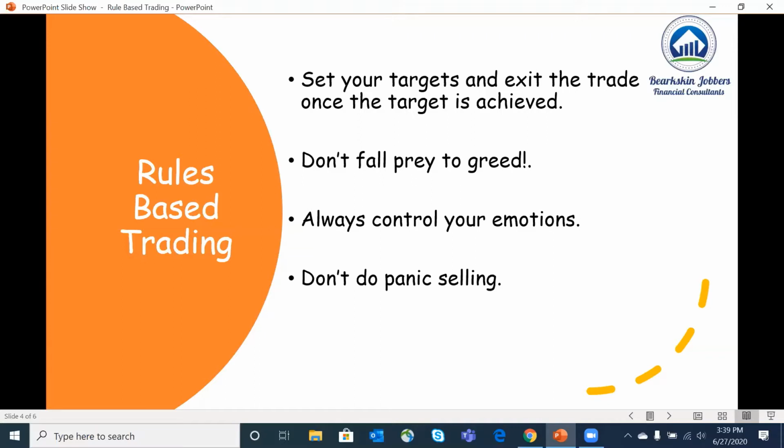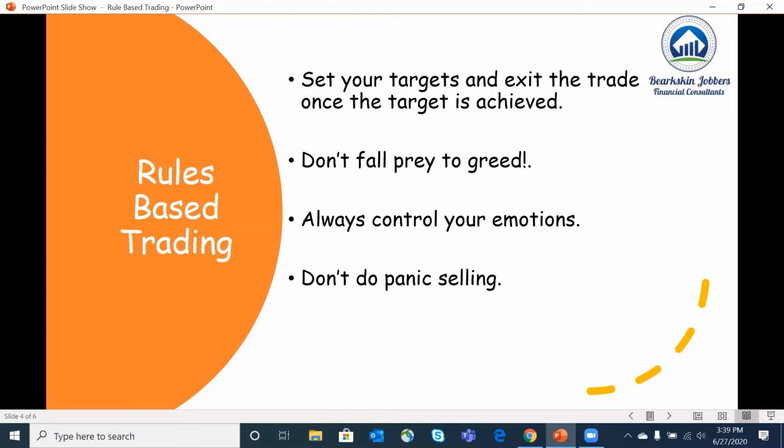And don't do panic selling. Sometimes it is going down, down, down, down, and you get in panic and you sell the stock, and after you sold it, it starts going up. So you will say, what did I do, I should have waited more. So how to overcome this thing? When you don't know when the stock will start moving up, for this you need to see the support levels and the resistance levels. So you need to do some technical study before you enter the trade or you exit the trade.